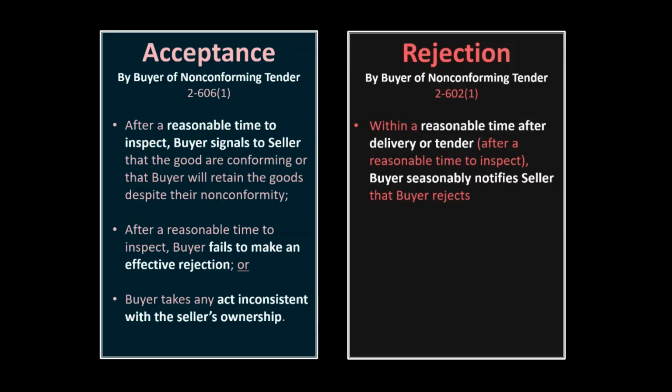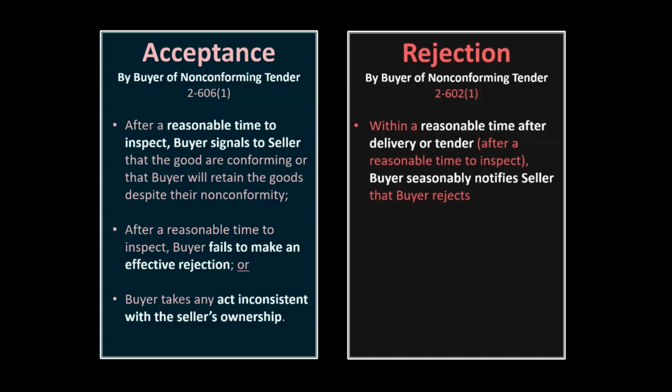The second important point to note is what is not considered an acceptance by the buyer, what is not listed as acceptance under 606 subsection 1. First, the buyer simply taking possession of the goods. As we have said before, buyer taking possession of the goods might be necessary to facilitate the buyer's inspection of the goods. The buyer's taking possession of the goods is not the same thing as accepting the goods.